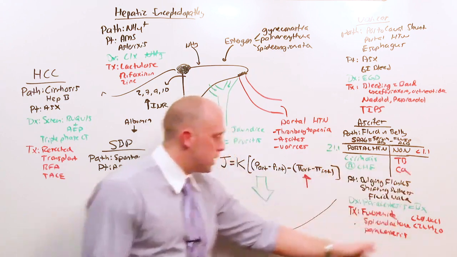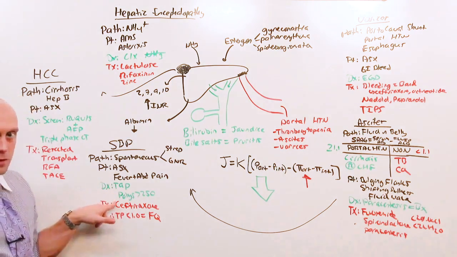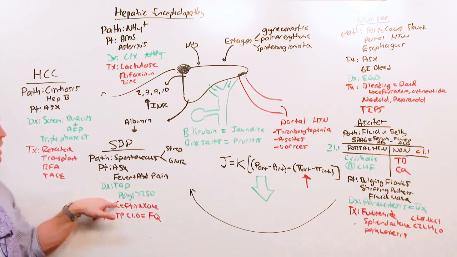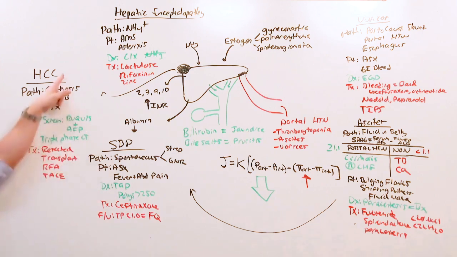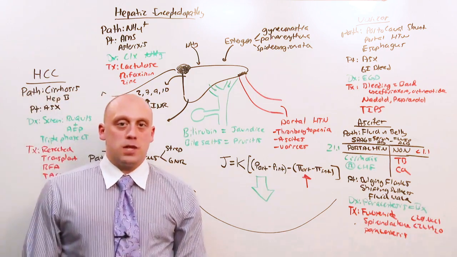Every time you tap somebody, you need to make sure they don't have SBP. Polys greater than 250, give ceftriaxone. And then finally, if a person is cirrhotic, they need screening with ultrasounds and AFPs to look out for hepatocellular carcinoma and a triple phase CT to definitively diagnose. And that is cirrhosis and its complications.